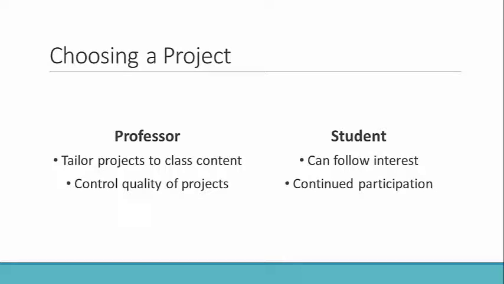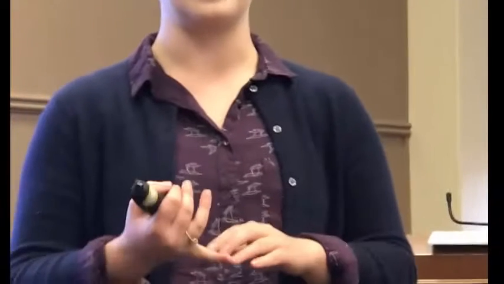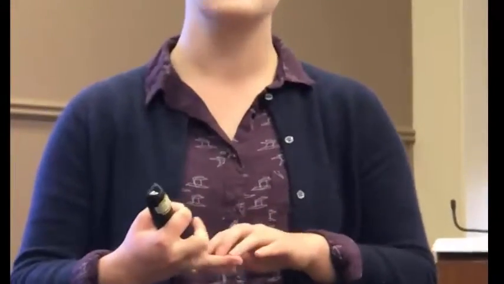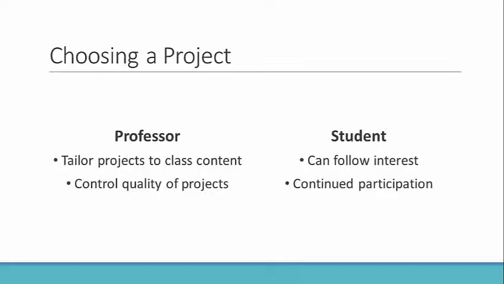When you're choosing a citizen science project, there can be a couple of ways to do this in a classroom. One of the ways would be for the professor to choose the projects and then give students a particular project or a sample of projects to choose from. That way the professor could tailor the content to the class and control the quality of projects that are involved in the class. The other way to do it would be to allow the students to choose projects. This way the students could follow their interests and potentially have involvement in the project after the class has ended.